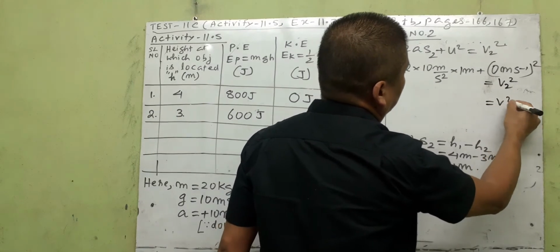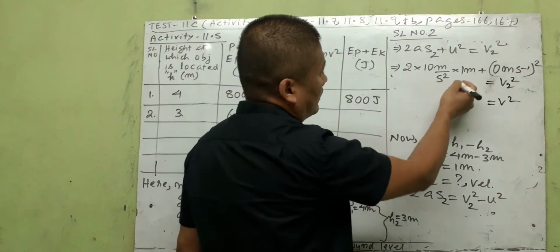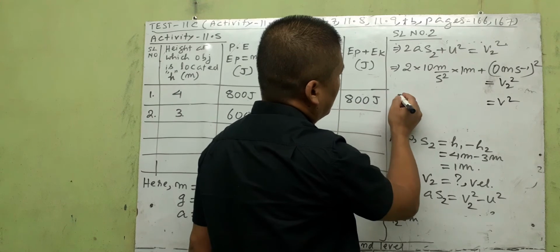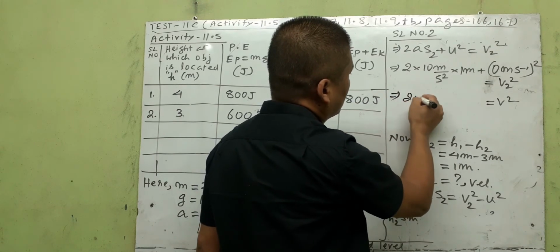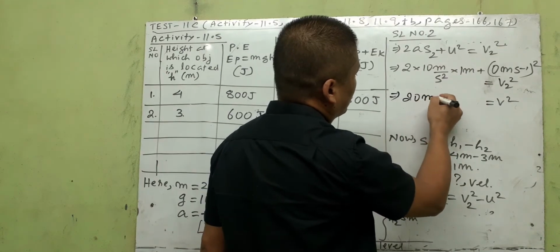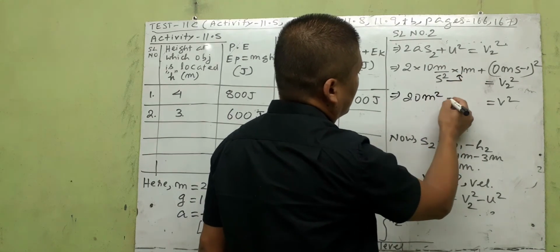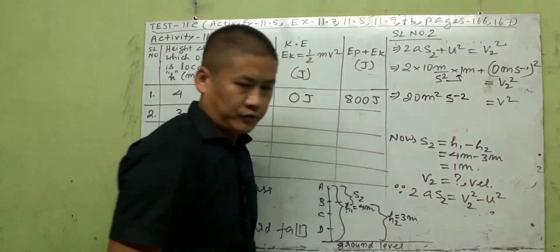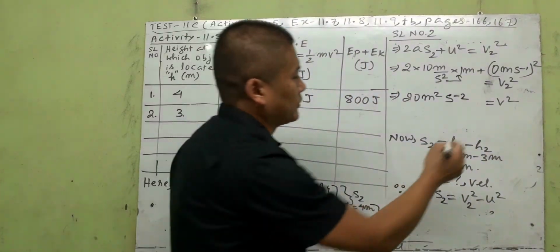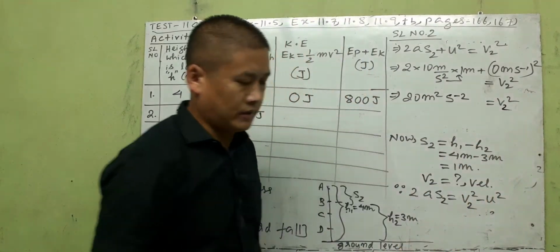So V2 square we're going to get equal to, I think this is going to be okay, 2 tens are 20, meter into meter, meter square. Again you shift it up, then second to the power plus 2 will become minus 2. So let us just keep it like that. V2 square we got, value 20 meter square per second square.